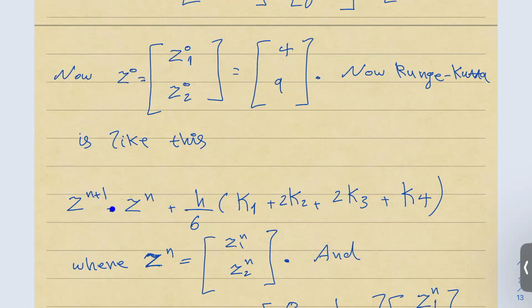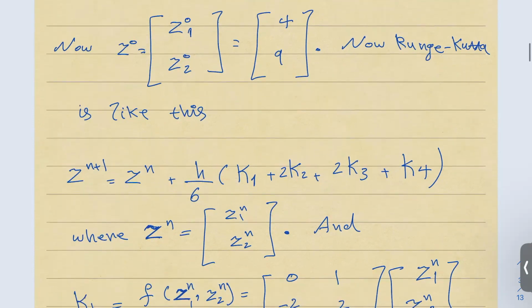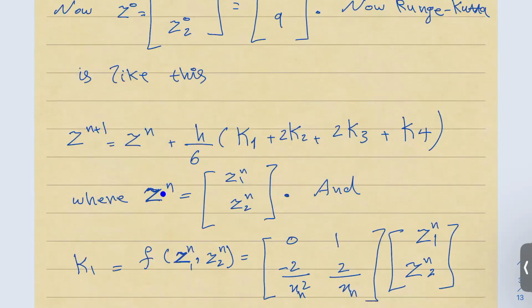So Z to the n plus 1, what? This is not a power, this is notation. It's the n plus 1th term, actually. Z to the n is the nth Z. What is Z? Z is the pair Z1 and Z2, plus the usual definition of the famous version of Runge-Kutta, RK4. So what is Zn? As I said, the pair of the nth terms of Z1 and Z2.